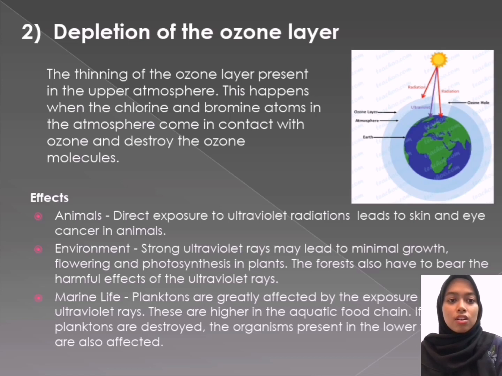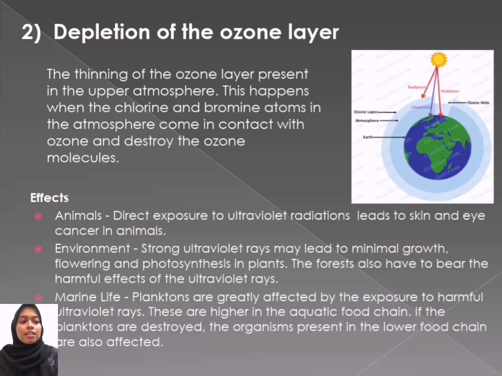The forest also has to bear the harmful effects of the ultraviolet rays. Last, marine life. Plankton are greatly affected by exposure to harmful ultraviolet rays. They are high in the aquatic food chain. If the plankton are destroyed, the organisms present in the lower food chain are also affected.